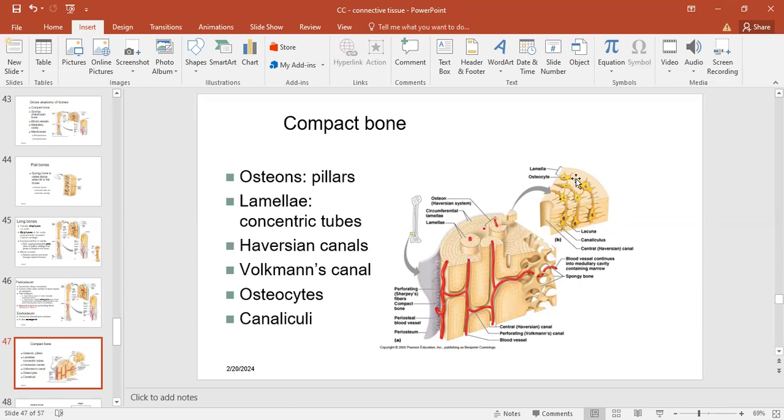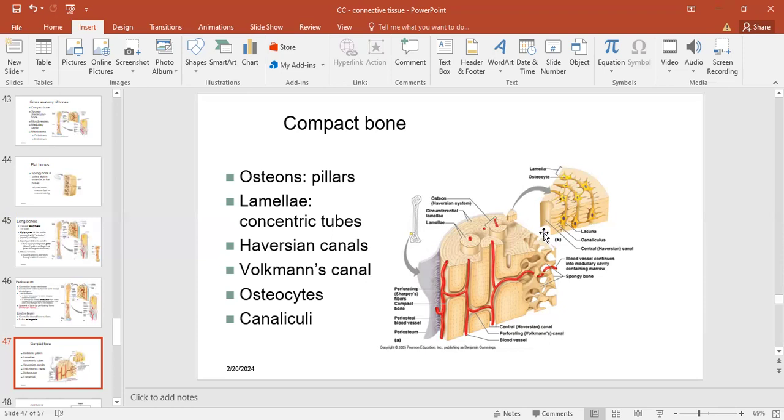The layers, for example, one layer. I can say one cylinder-like thing. You magnify it, and you find that there is this one concentric layer which is supposed to go around, and that is called a lamella. A lamella 1, another lamella 2, another lamella, just like that. And in the middle, we have a canal where blood vessels, lymphatic vessels, and nerves are going to be passing.